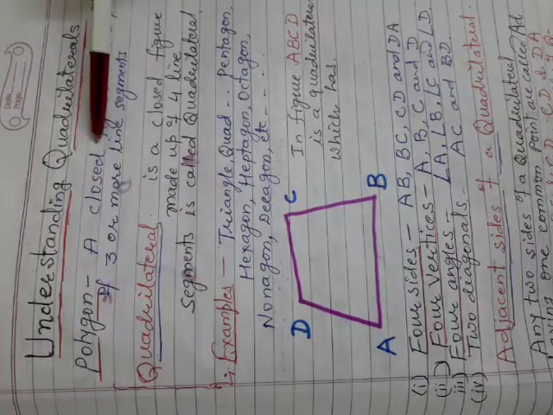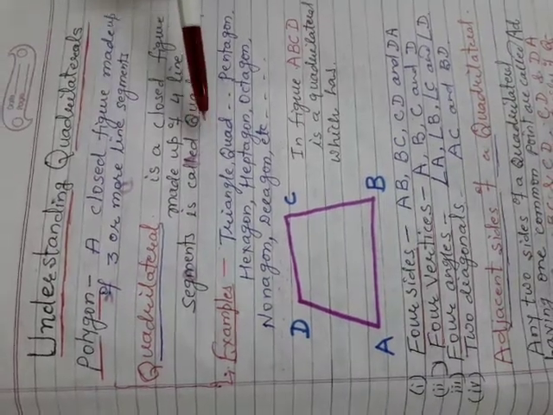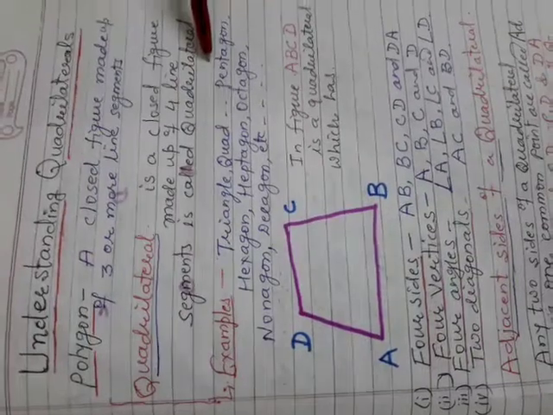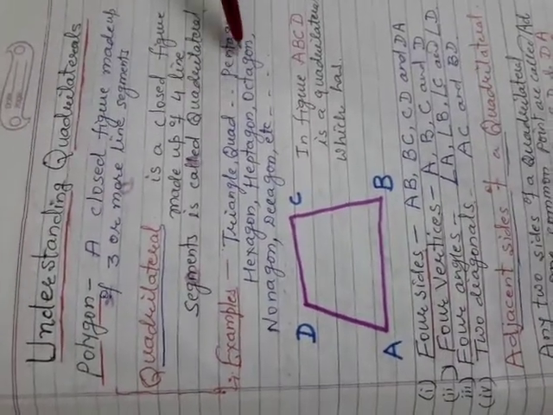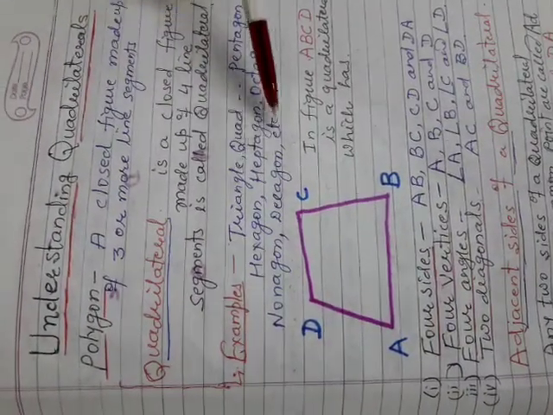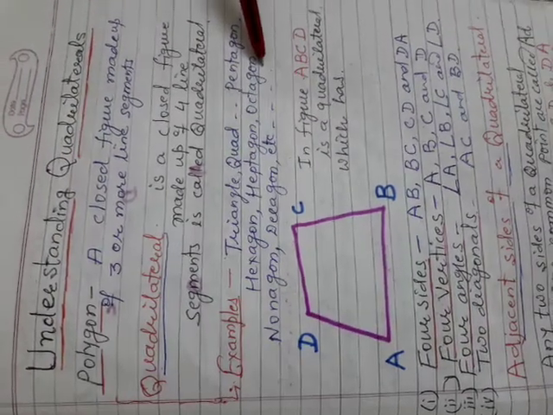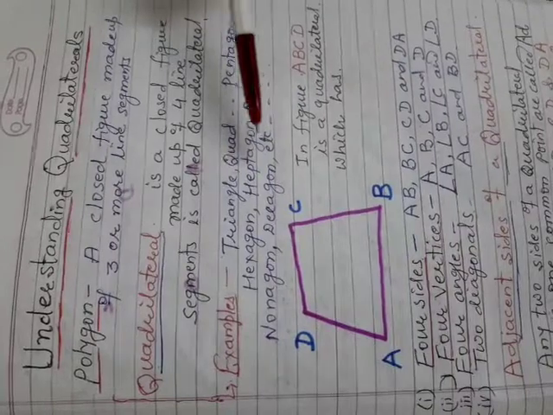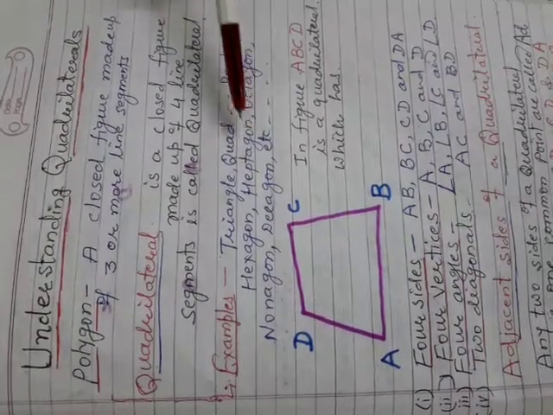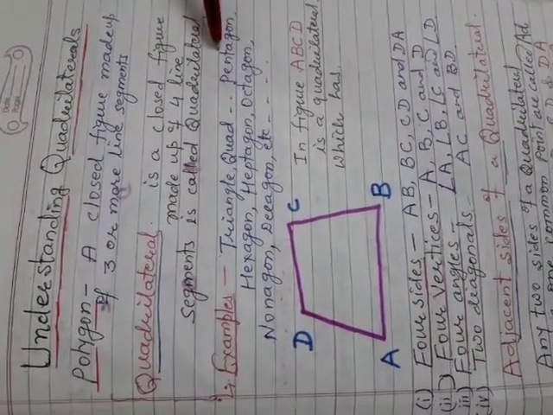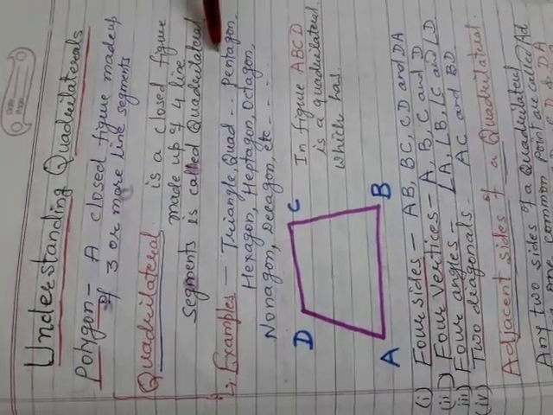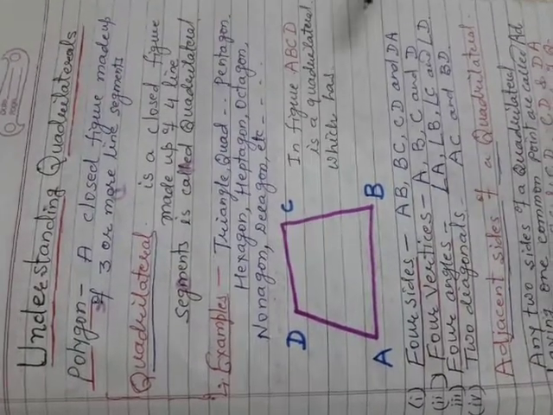Now for the polygon, examples are there: triangle, quadrilateral, pentagon, hexagon, heptagon, octagon, nonagon, decagon, etc. These are known as polygons. Decagon means 10-sided polygon, heptagon means 7-sided polygon, pentagon is a 5-sided polygon. Now come to the quadrilateral.